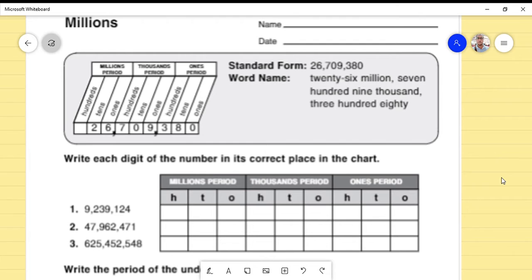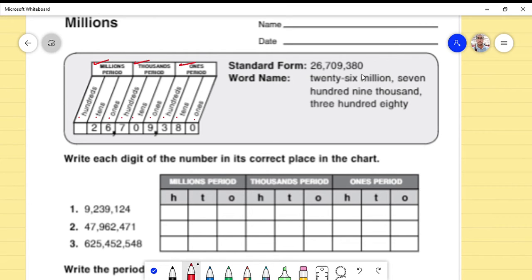Okay, millions. At first, how many periods can you see here? There are 3 periods. Here is the ones period, here is the thousand period, and here is the million period. In each period there are 3 digits: ones, tens, hundreds, and then ones, tens, hundreds, and then ones, tens, hundreds. So there are ones, tens, hundreds in the ones period, ones, tens, hundreds in the thousand period, and ones, tens, hundreds in the million period.